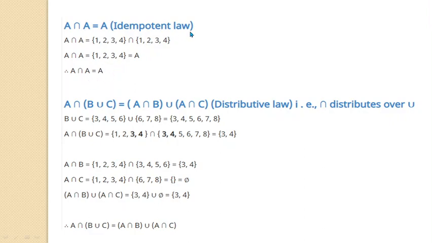This is idempotent law. This is distributive law. First rule, A intersection B union C. Let's calculate B union C. This is 3, 4, 5, 6, 7, 8. The elements belong to either B or C. So this is the set. Now let's take intersection of this set with set A. So do we have anything common?